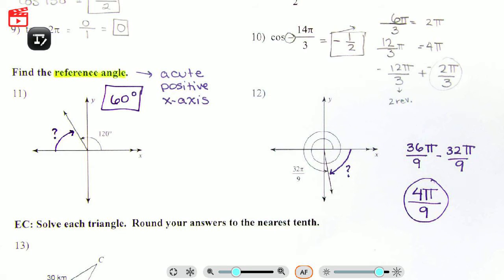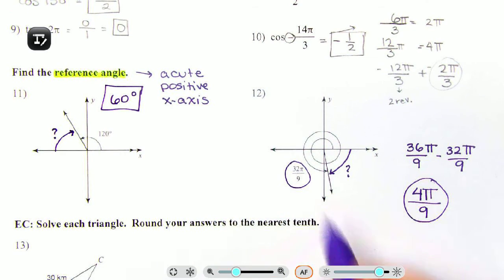Now, for those of you who converted this into degrees, don't do that. It's asking for radians, so your answer must be in radians. If you put an answer of degrees when it's asking for radians, it will be marked incorrect.